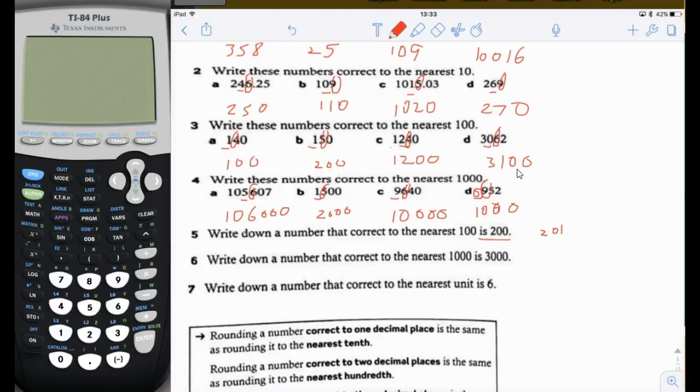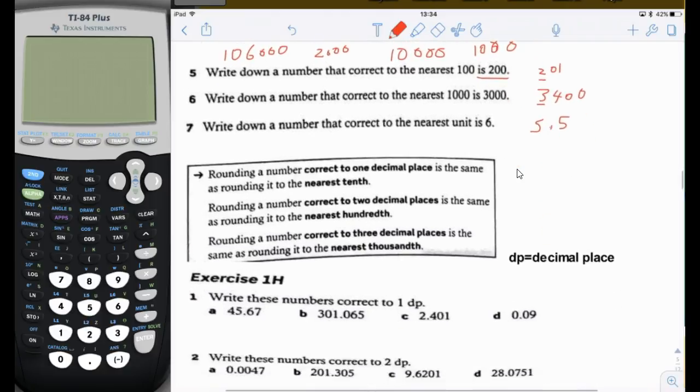What about for number 6? We could put 3,001. We could put 3,400. Okay, this would round down to a 3,000 if we were looking for the nearest 1,000, right? Write down a number that's correct to the nearest unit is 6. So we could put like 5.5. We could put 6.3, etc. Okay.